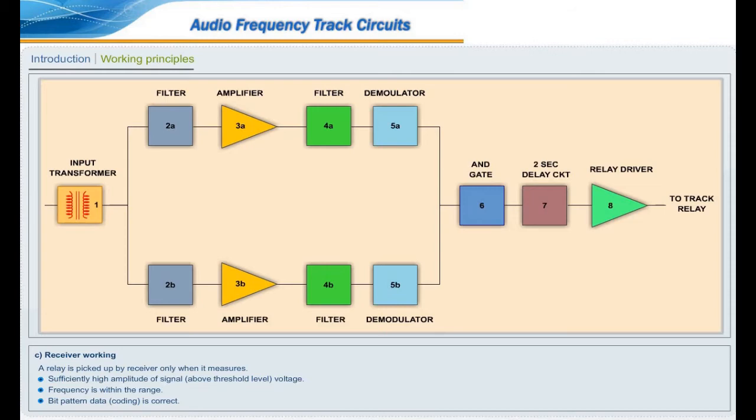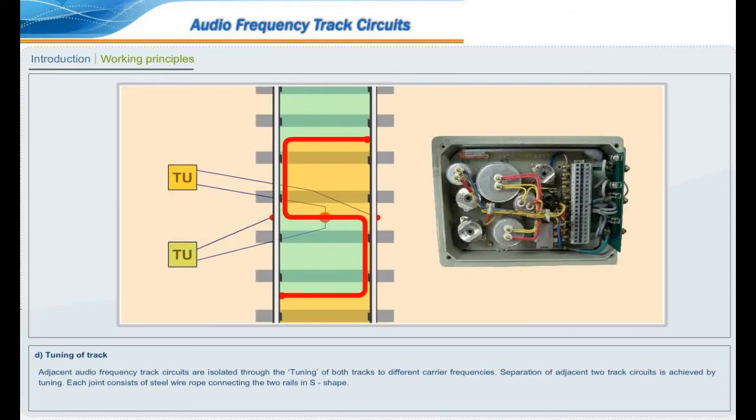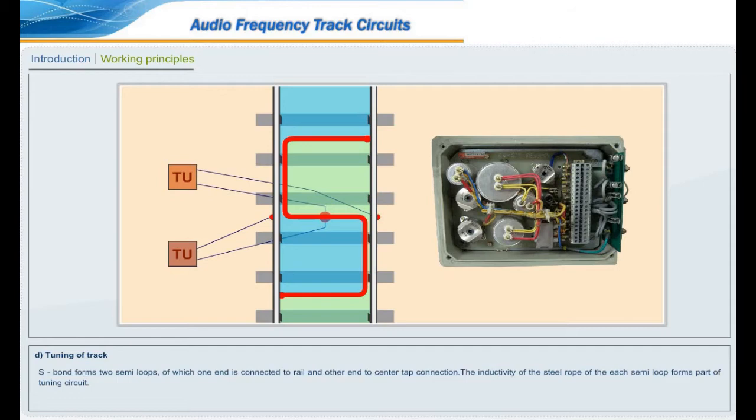Tuning of track. Adjacent audio frequency track circuits are isolated through tuning of both tracks to different carrier frequencies. Separation of adjacent two-track circuits is achieved by tuning. Each joint consists of steel wire rope connecting the two rails in S shape. S bond forms two semi-loops of which one end is connected to rail and other end to center tap connection. Inductivity of the steel rope of each semi-loop forms part of tuning circuit.